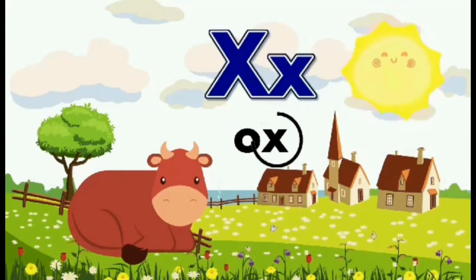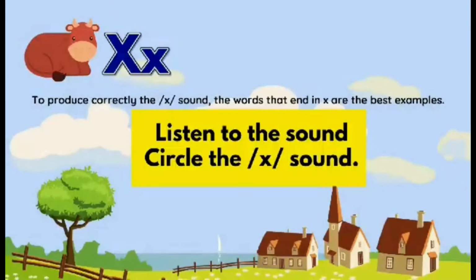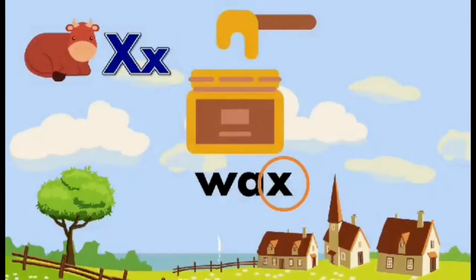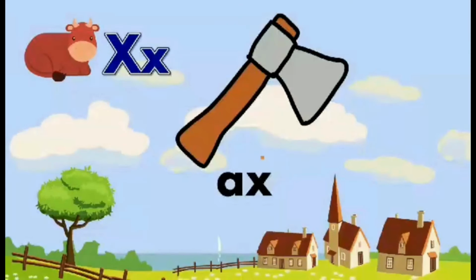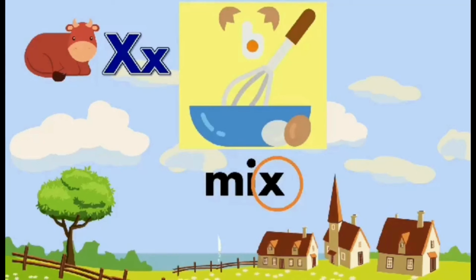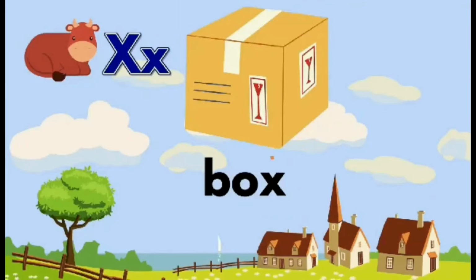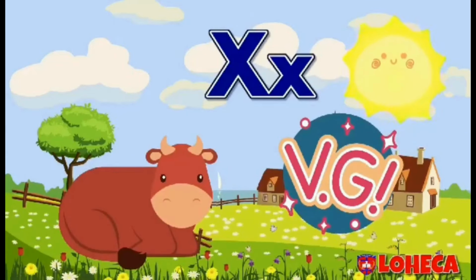X, ox. To produce correctly the X sound, listen to the ending sound. Circle the X sound. Wax. X, wax. Box. Very good! Now you know the sound of letter X is X, as in ox.